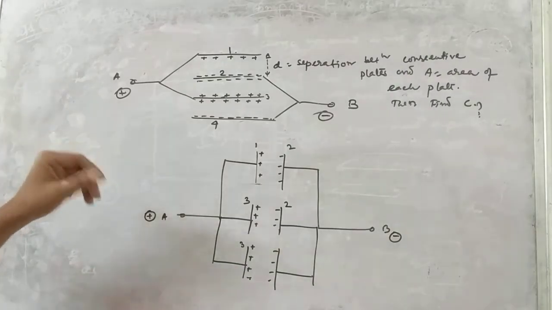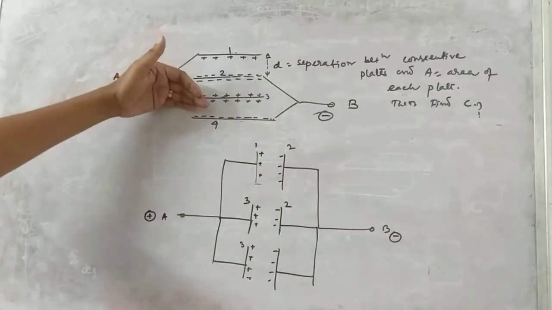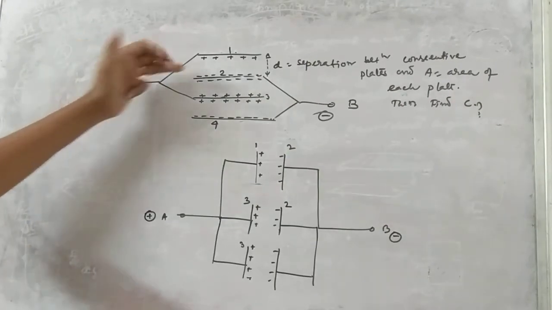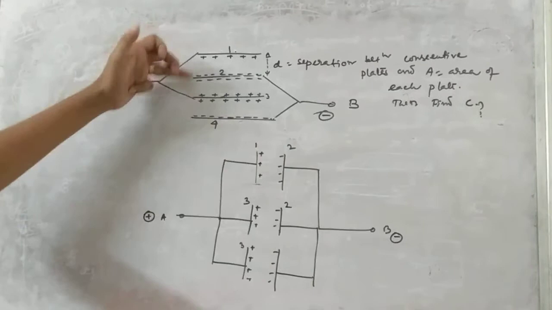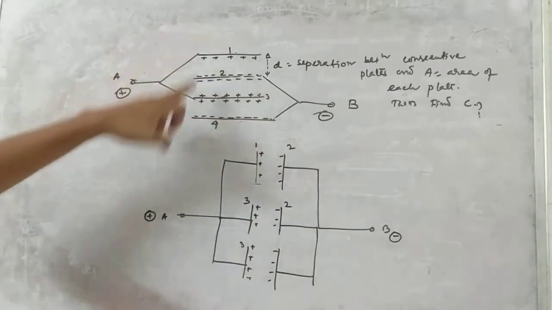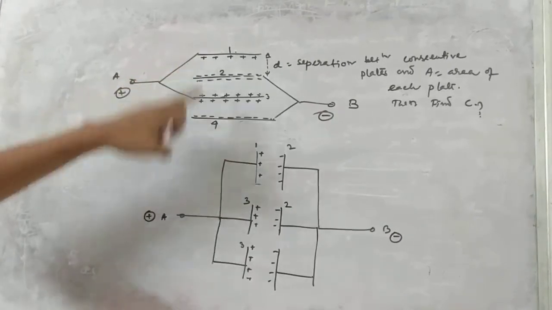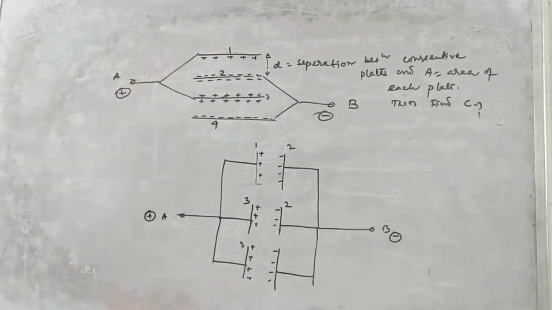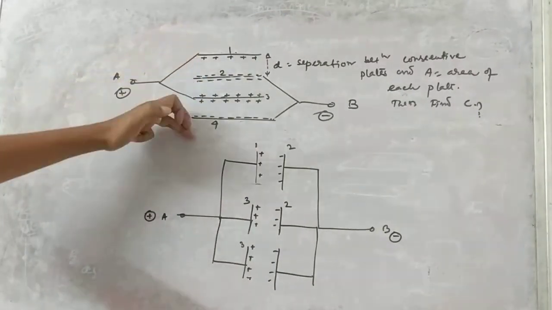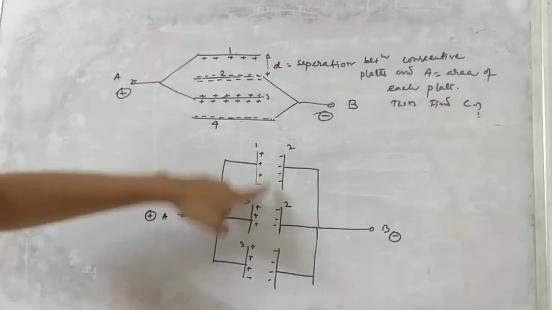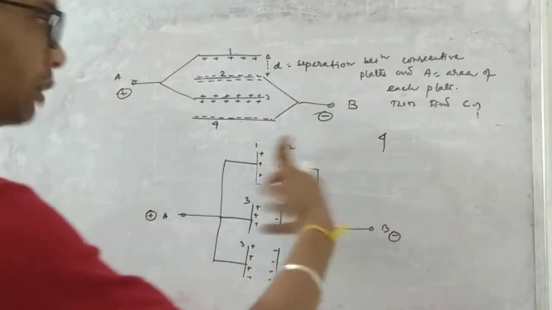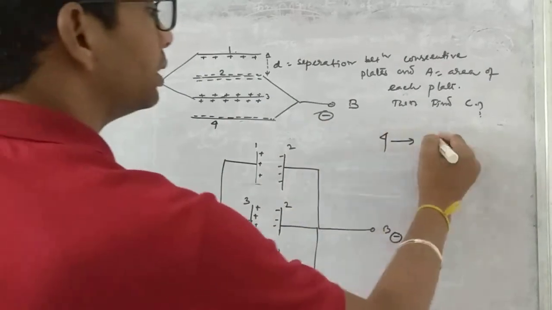How do you connect the plates? Alternate plates are connected to one terminal of the battery, meaning the positive terminal, and the other alternate plates are connected to the negative terminal. That means 1 and 3 are connected to the positive terminal, 2 and 4 to the negative terminal. That's why from plates 1, 2, 3, 4 we get 3 capacitors. From 4 plates connected alternately positive and negative, we get 3 capacitors.